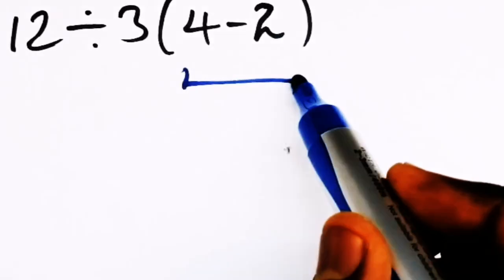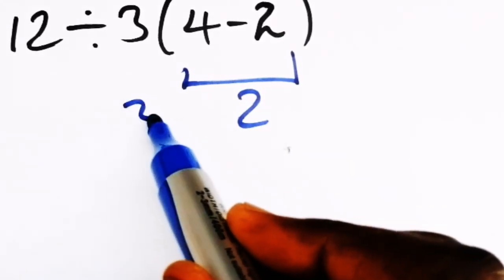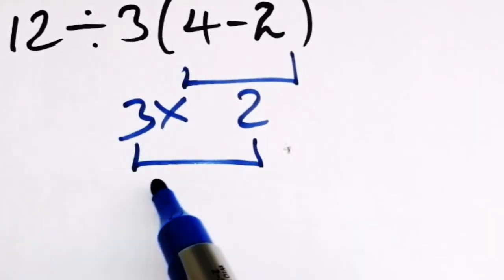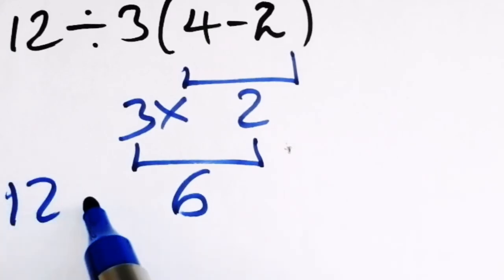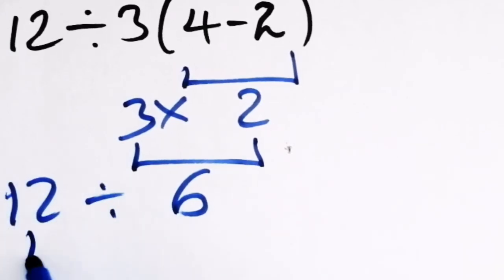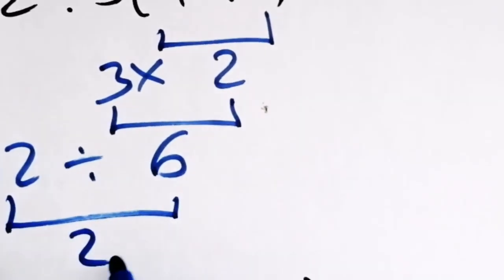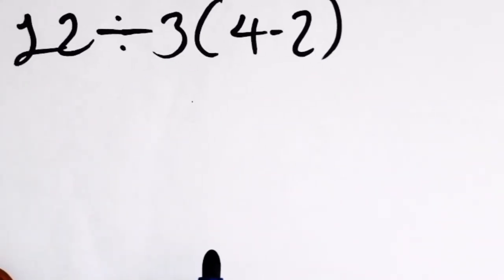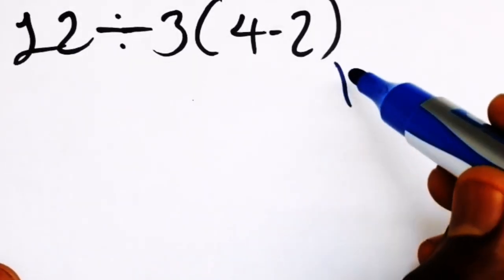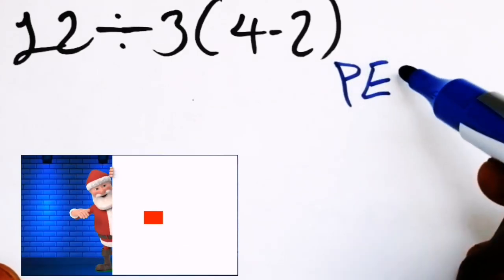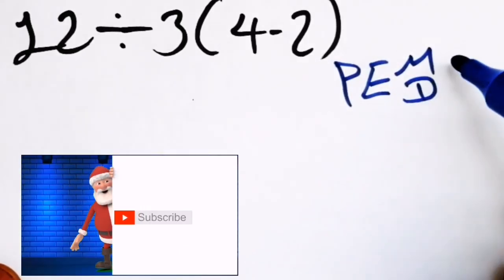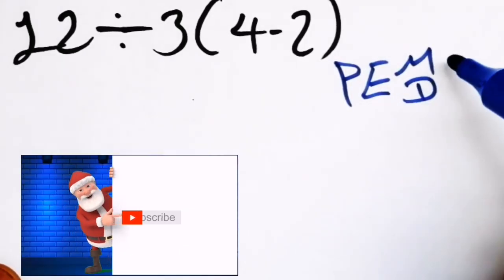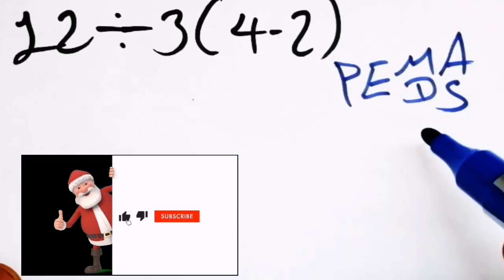4 minus 2 which equals 2, then 3 times 2 which gives us 6, 12 divided by 6 which equals 2. But this answer is not correct, because according to the order of operations PEMDAS, first we have to do parentheses, then exponents, then multiplication or division, and finally addition or subtraction.